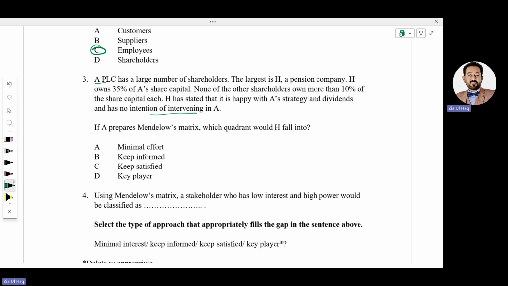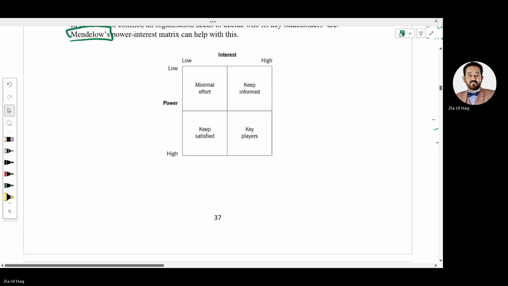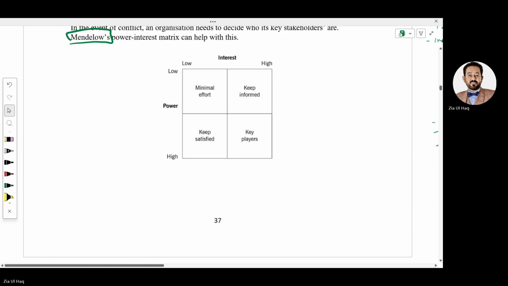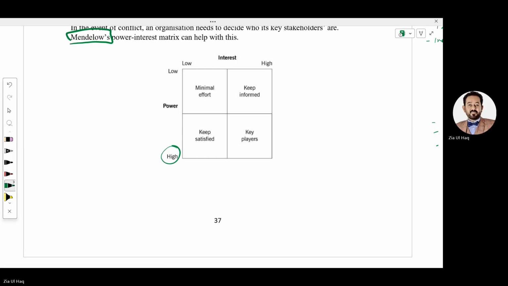Keep satisfied, keep informed. Keep informed relates to information or interest. For keep satisfied, he has high power but low interest, so you need to provide them what they want. With high interest, they are interested in what is going on and how it is going on, so you need to inform them about your decision because their interest is high. If their interest is low, you just need to keep them satisfied by providing what they want.